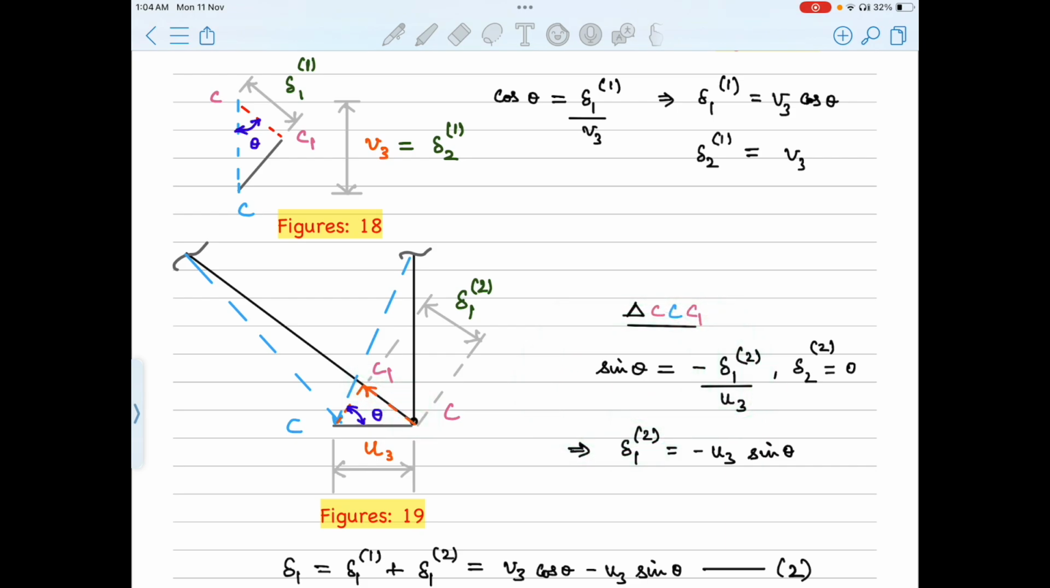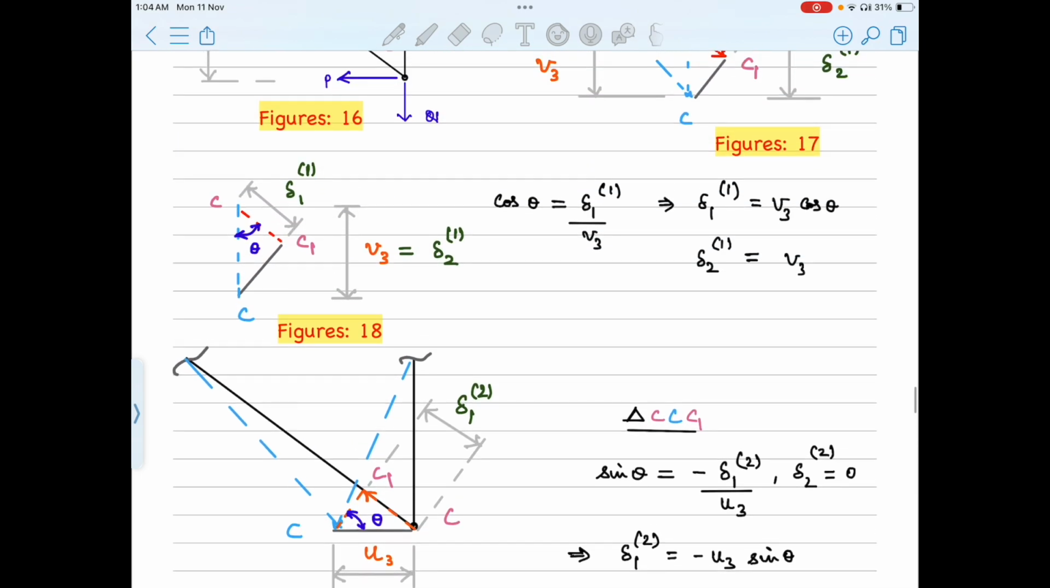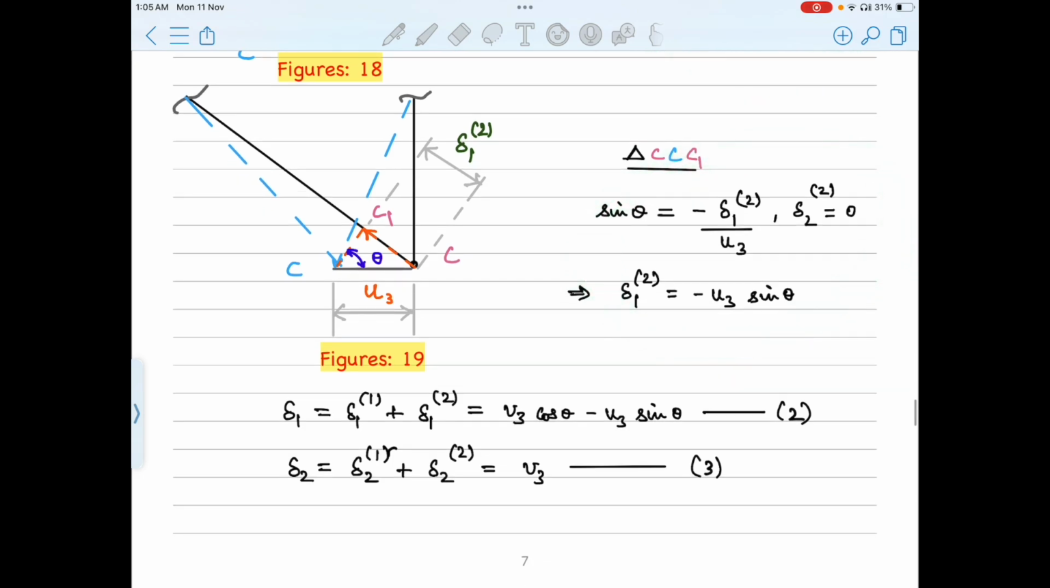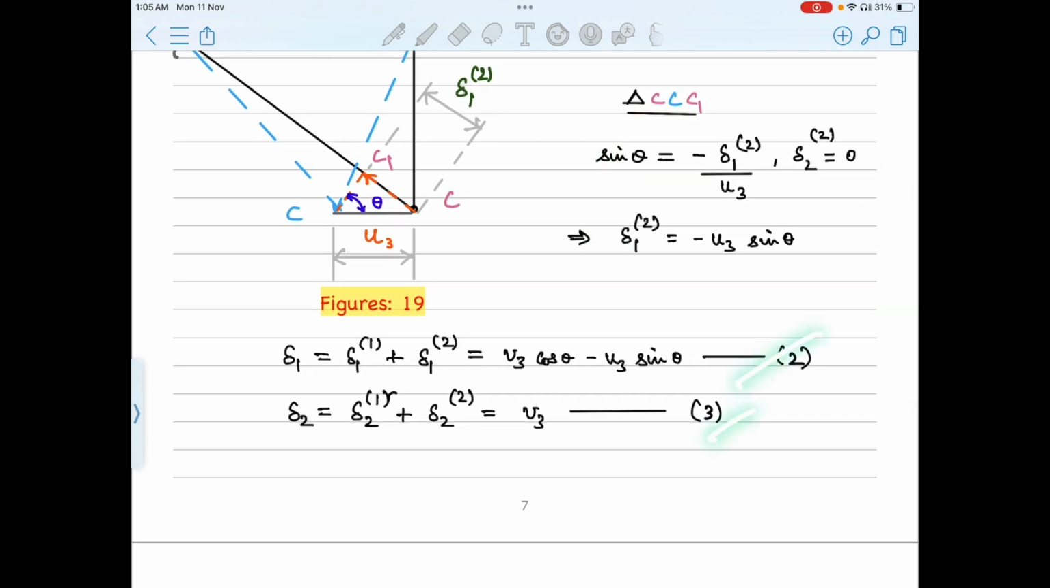This sine theta relates U3 to del 1, 2. Here del 2, 2 is zero as BC doesn't change its length when a horizontal global displacement is effective. Now what we can do is we have this set and we have this set. We can combine these two effects and get equations 2 and 3.